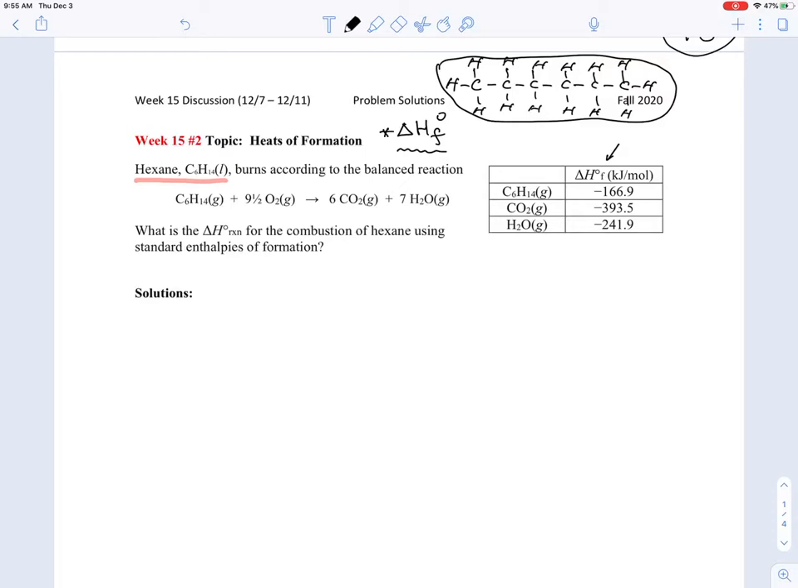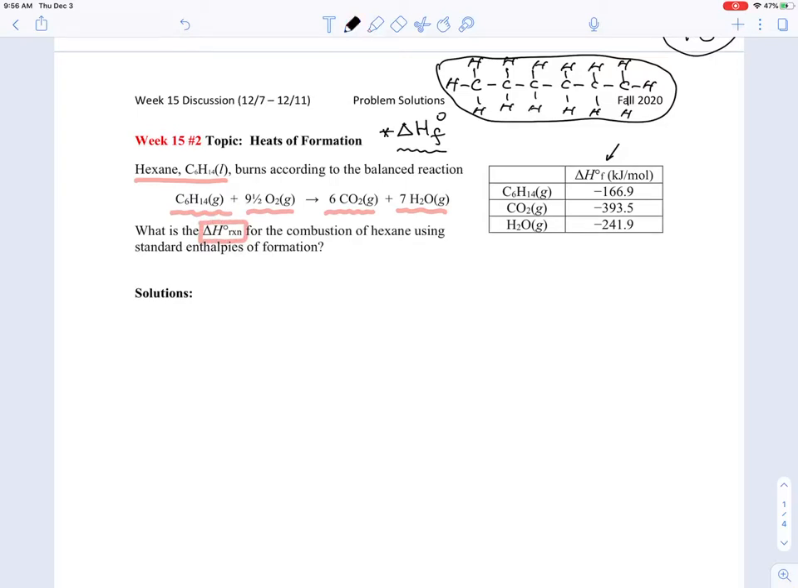And here's one simple equation. Hexane reacts with oxygen, also called burning, and you produce CO2 and H2O, which is the ultimate oxidized form of carbon and hydrogen. And they wanted to calculate delta H reaction.